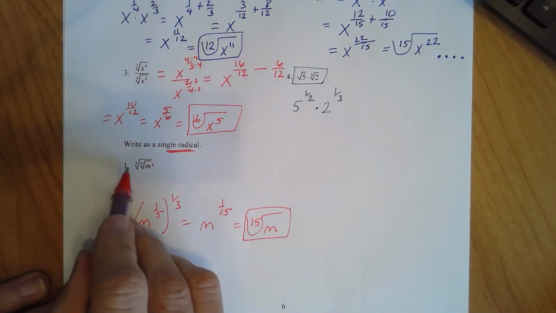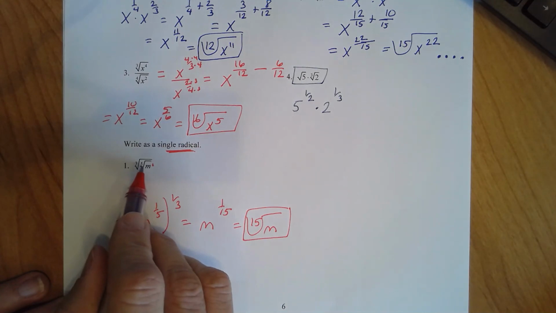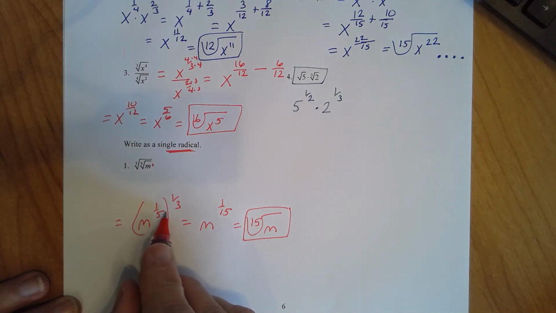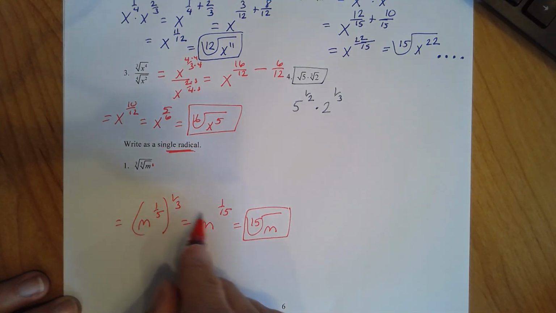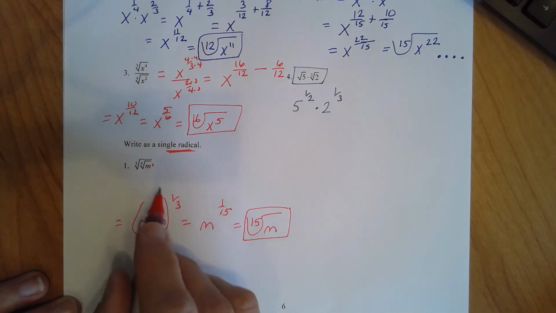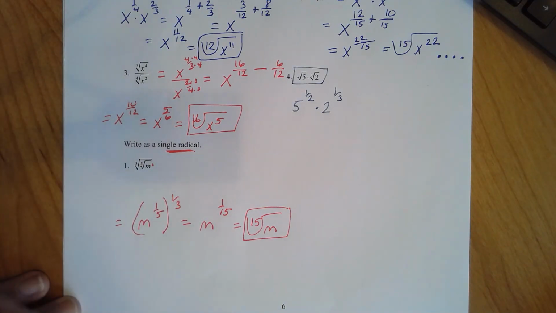I know some of y'all just want to multiply 3 times 5. Don't do that. You need to put it into rational exponents. With rational exponents, we're allowed to multiply exponents. You're not just allowed to multiply indexes.